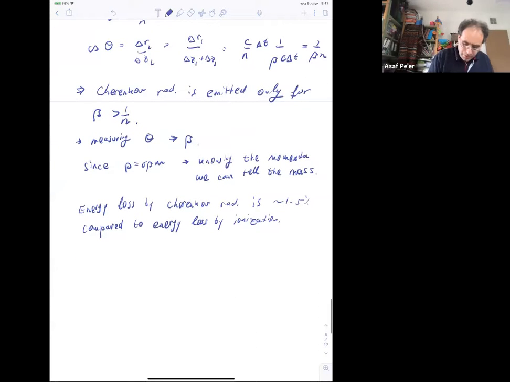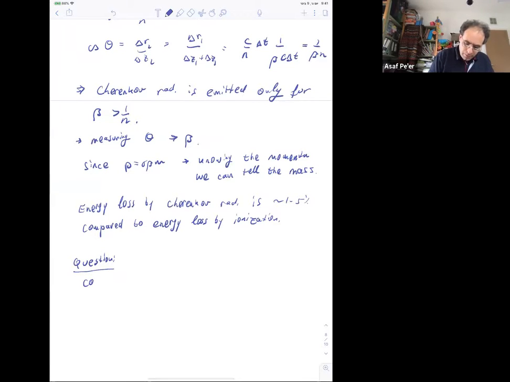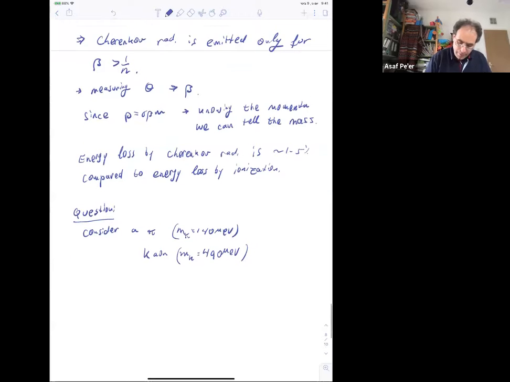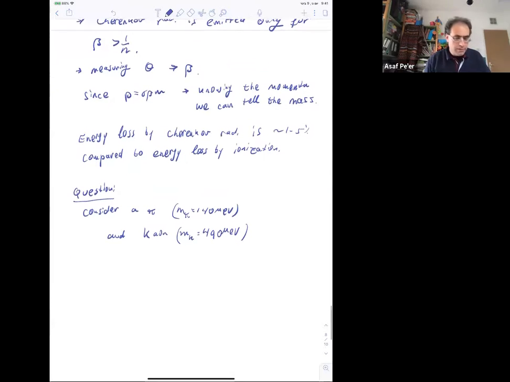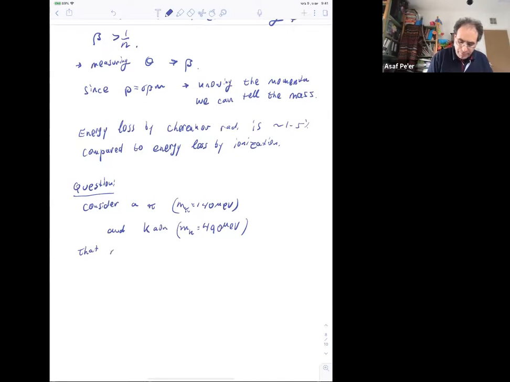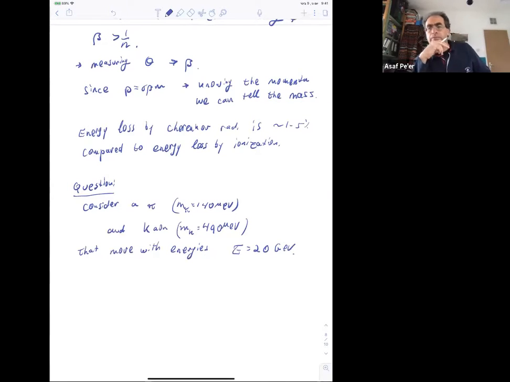Okay, so I have a question which is pretty much straightforward. Consider a pion, right? And a pion is, to remind you, 140 MeV, and a kaon, M kaon is 490 MeV, that move with energies of, let's say, E of 20 GeV. What is the requirement from the detector material so that we can only see Cherenkov radiation from the pions, but not from the kaons?